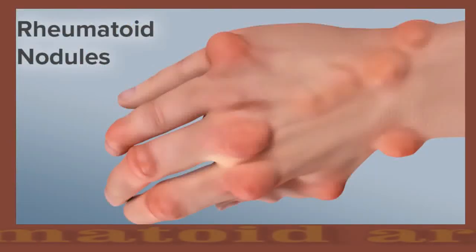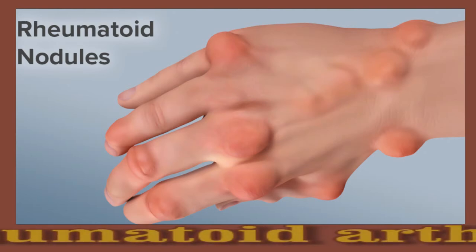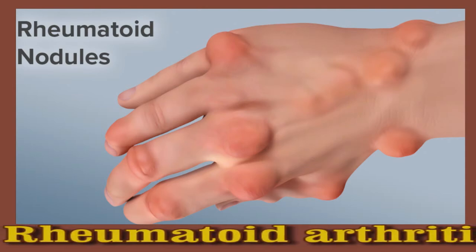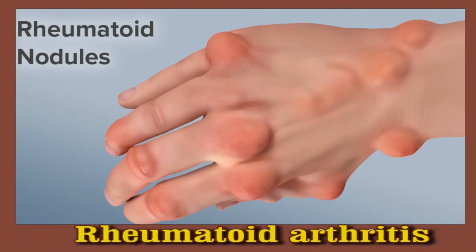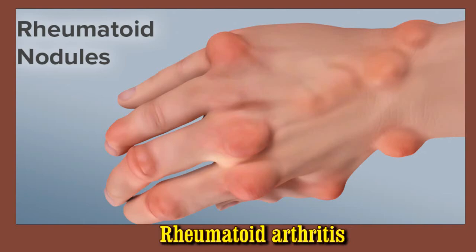Rheumatoid arthritis. Rheumatoid arthritis is a chronic inflammatory condition that occurs when the body's immune system mistakenly attacks healthy tissue. Other types of arthritis include juvenile arthritis, gout, lupus, psoriatic arthritis, Raynaud's phenomenon, and osteoporosis.